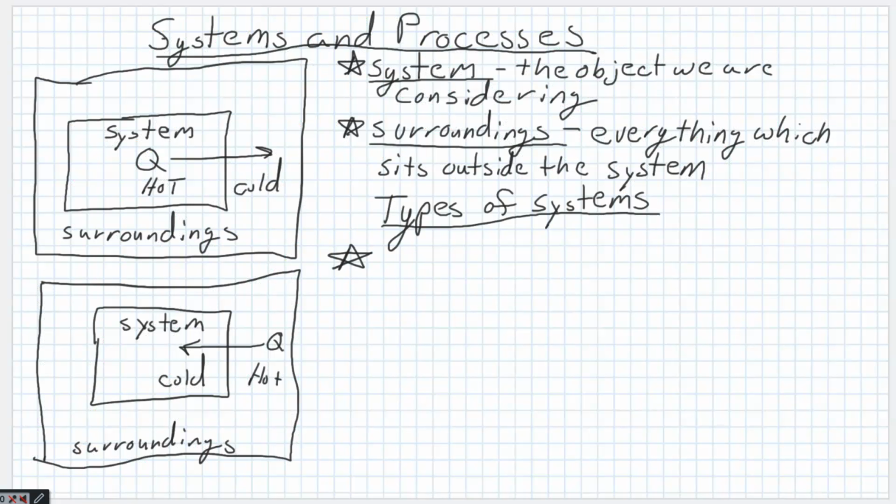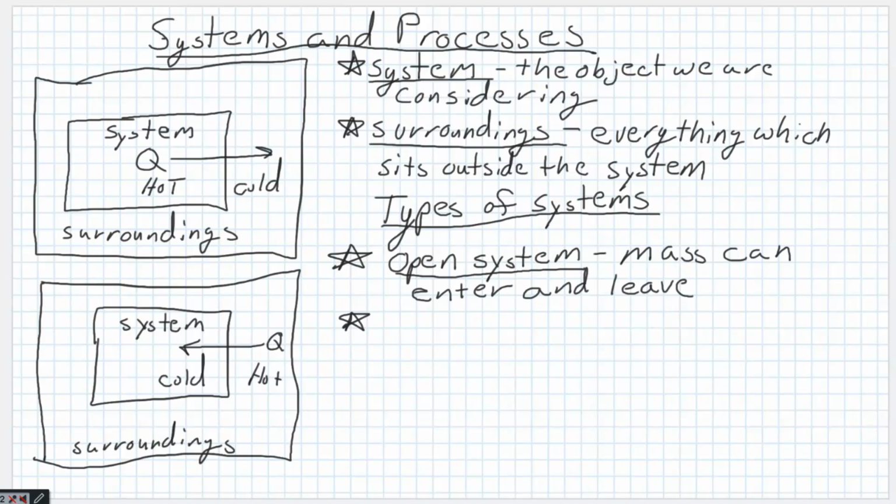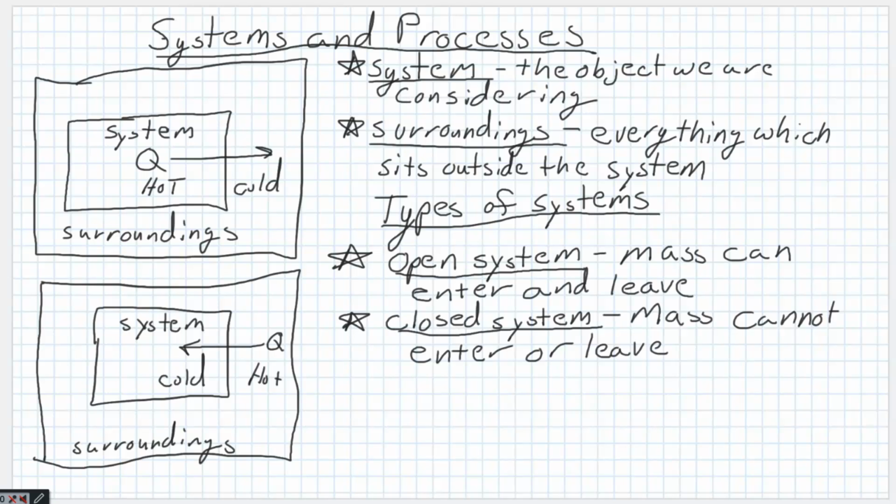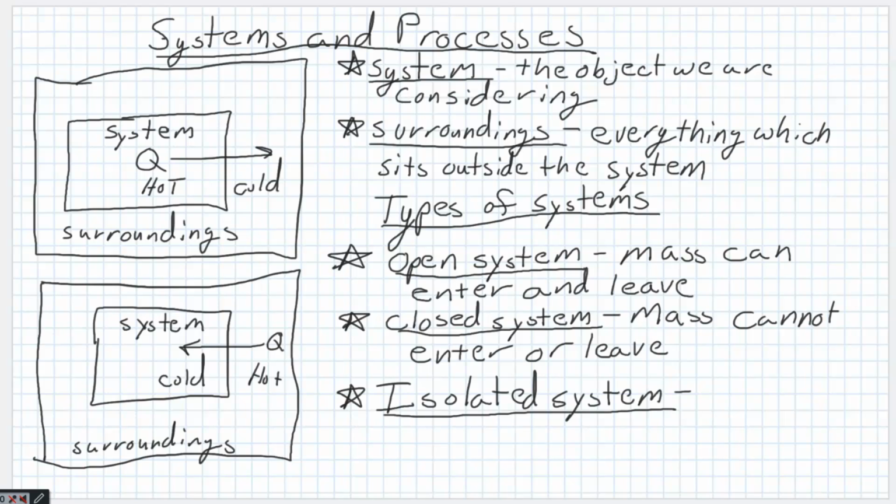There are three types of systems you need to know. An open system is a system where mass can enter and leave. A closed system is one where mass cannot enter or leave. However, in an open and a closed system, energy can be transferred from the system to the surroundings and the surroundings to the system. An isolated system is a system where energy cannot enter or leave.